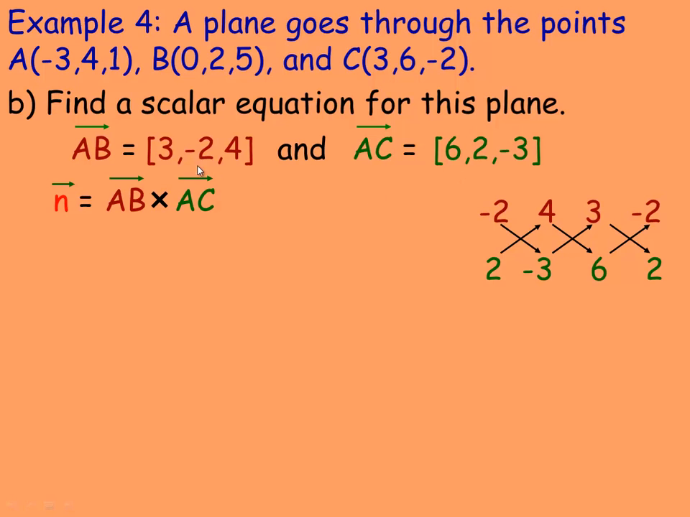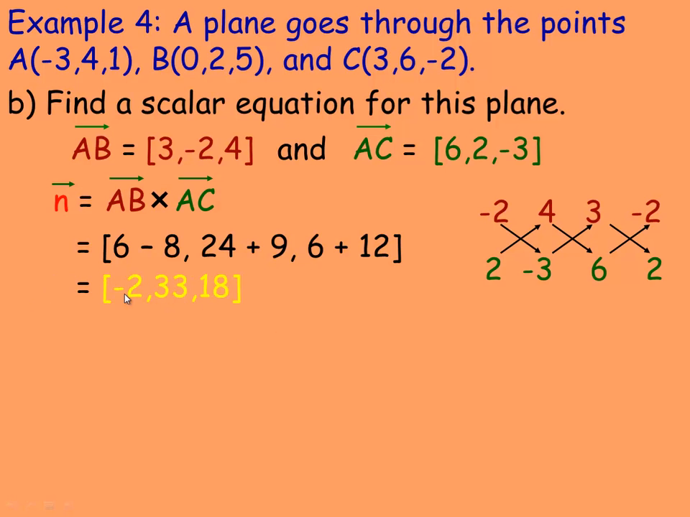And so if I'm doing these, I would go using this particular formula, negative 2, 4, 3, negative 2 here, and then 2, negative 3, 6, and 2. And so we go negative 2 times negative 3 is 6, which is that 6 there, minus the product of 2 and 4 is 8, comma, and then this would be 24, minus negative 9 would be plus 9, and then this would be 6 right here, and then minus negative 12 would be plus 12. And so that simplifies to negative 2, 33, and 18.